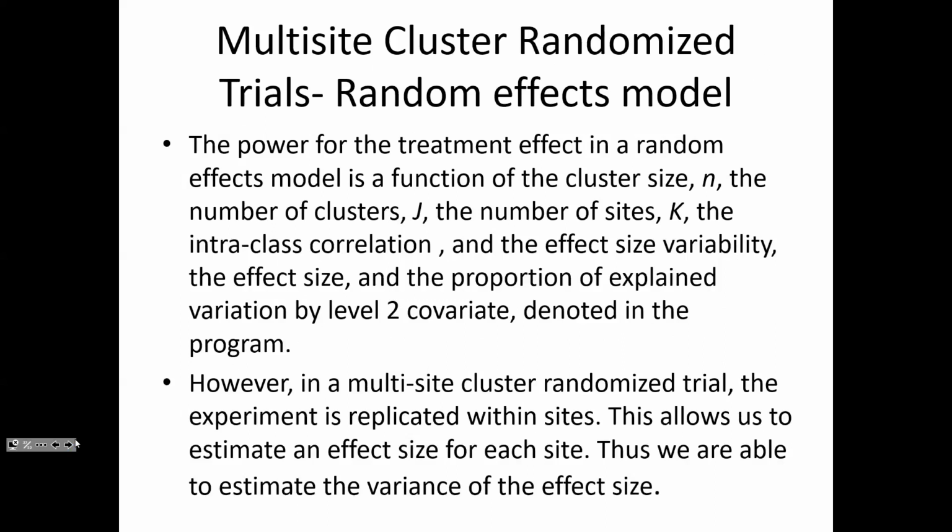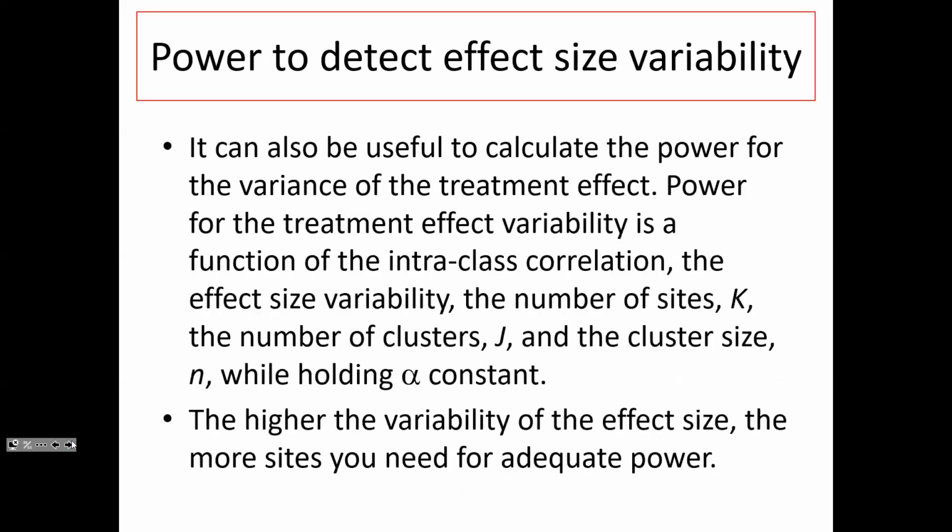So what that means for multi-site cluster randomized trials is that I have to think about the cluster size, the number of clusters, the number of sites, the intraclass correlation, and the effect size, of course, and the effect size variability. So how much variability is there across sites? And then obviously, the proportion of variance explained by level 2 covariates is going to be particularly important, because that's the level of randomization. All right, so that's all I want to say about that right now. I think I've got a formula to show you.